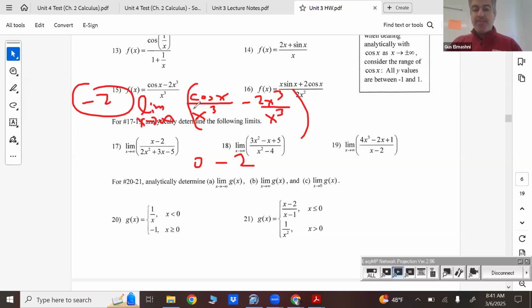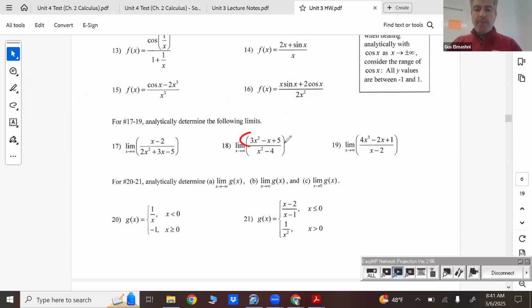For 18, yes, there's a way to do it analytically. Remember we talked about that? You have to multiply top and bottom by 1 over x squared. I know the answer is 3, but you have to show that work. And there's more to show.